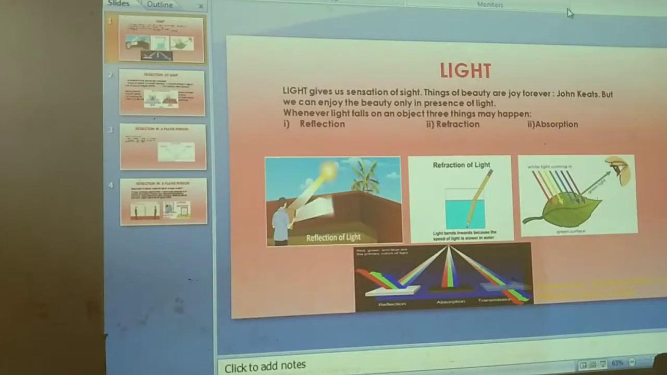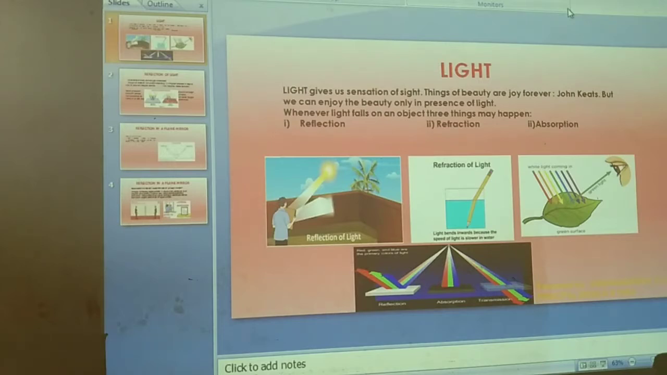Good morning, children. In this present class, we are discussing light. What is light? Light gives you the sensation of sight. As John Keats says, a thing of beauty is a joy forever. That means we can see the beautiful nature just because of light, and we have the eyes for the sensation of sight. So we can enjoy the beauty only in the presence of light.